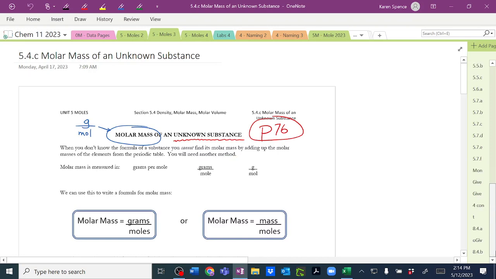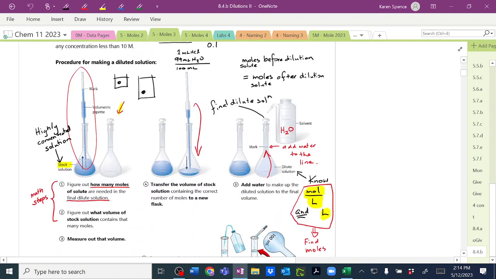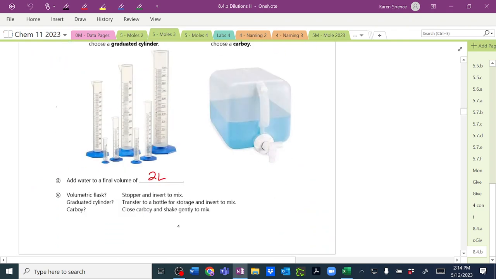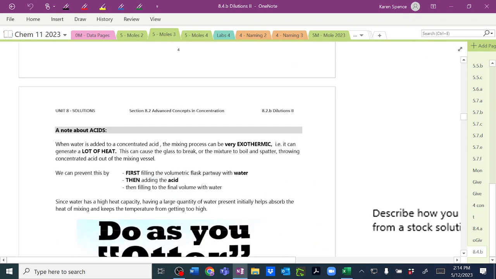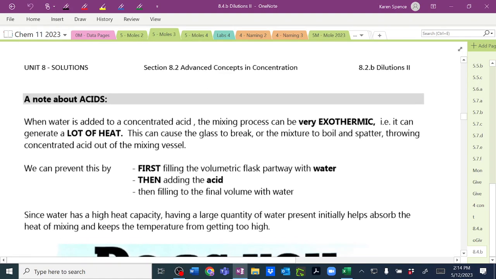Oh, there we go. Okay, I'm a little confused. Oh no, that's fine. That was from yesterday. Okay, here we go. So we're going to go to page 5 of Dilutions II.